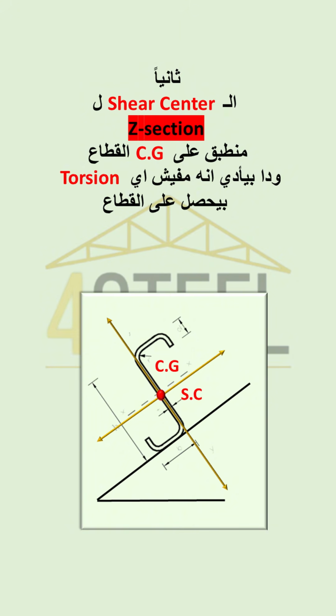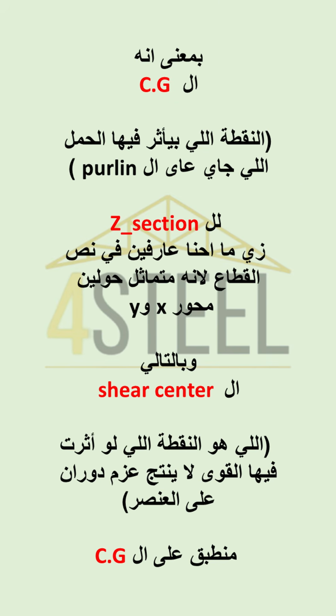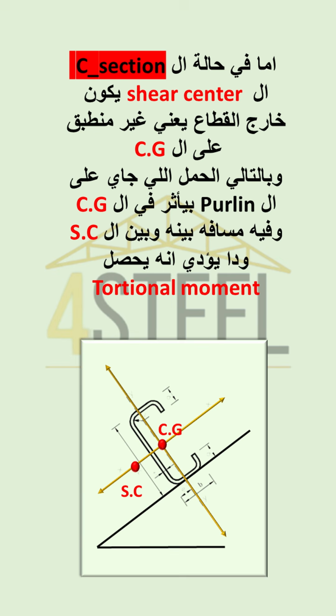Second, the shear center of the Z-section coincides with the centroid of the section, and this leads to no torsion occurring in the section. That is to say, the CG, the point where the load acting on the purlin is applied, for the Z-section, as we know, lies at the middle of the section because it is symmetric about both the x and y axes. Consequently, the shear center, the point where, if the forces act, no torsional moment is generated on the member, coincides with the CG. In the case of the C-section, however, the shear center lies outside the section, meaning it does not coincide with the CG.